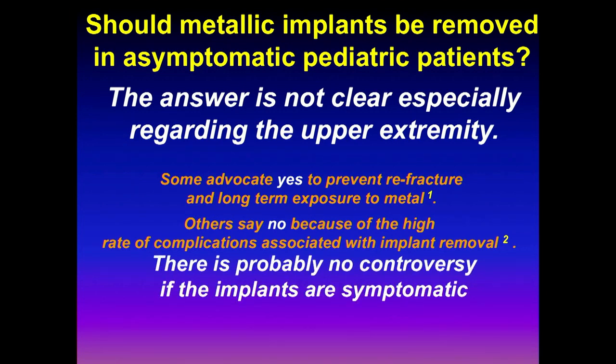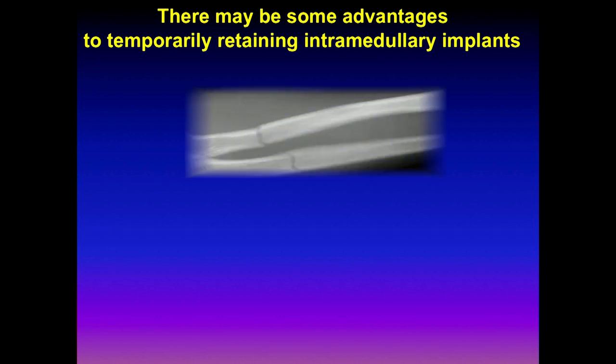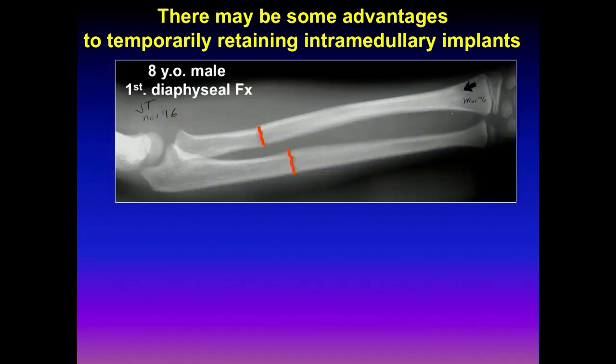So certainly there's no controversy if the implants are symptomatic. Now, there may be some advantages in temporarily retaining intramedullary implants. Here's a patient who was an 8-year-old male and had some behavior problems. I think he may have been a little bit autistic or Asperger's, and he was pretty active and had a single mother and had some real discipline problems and was very, very active.